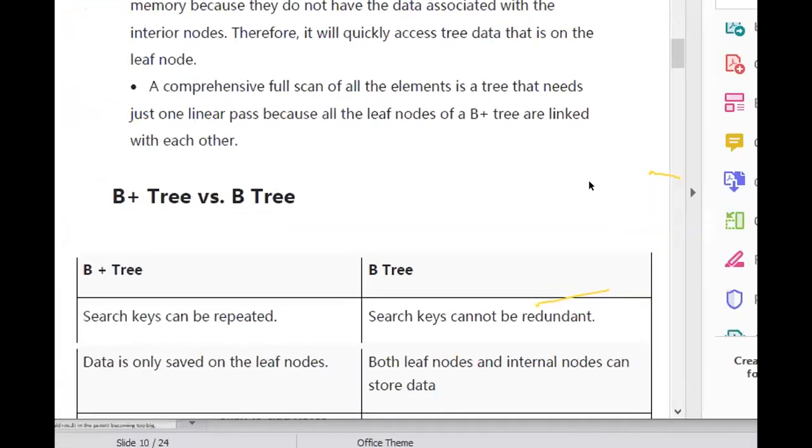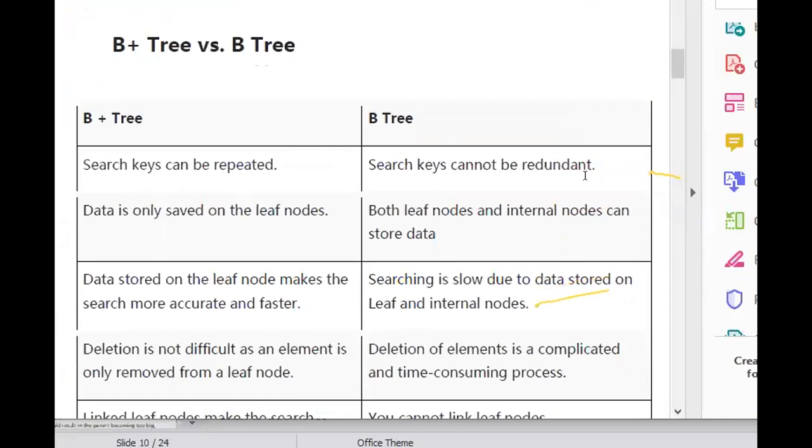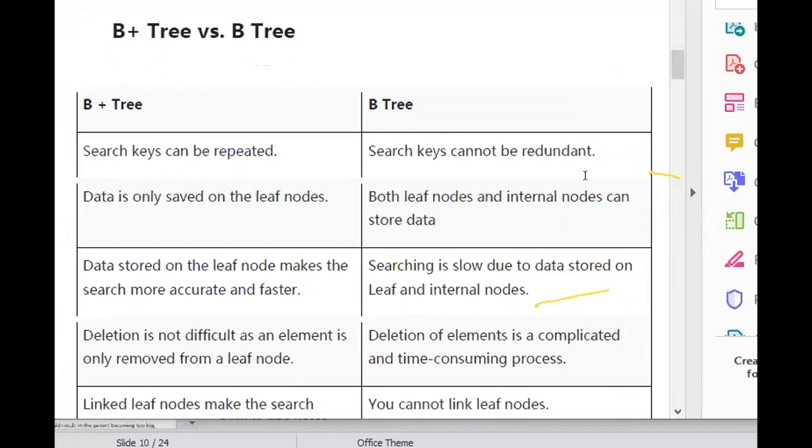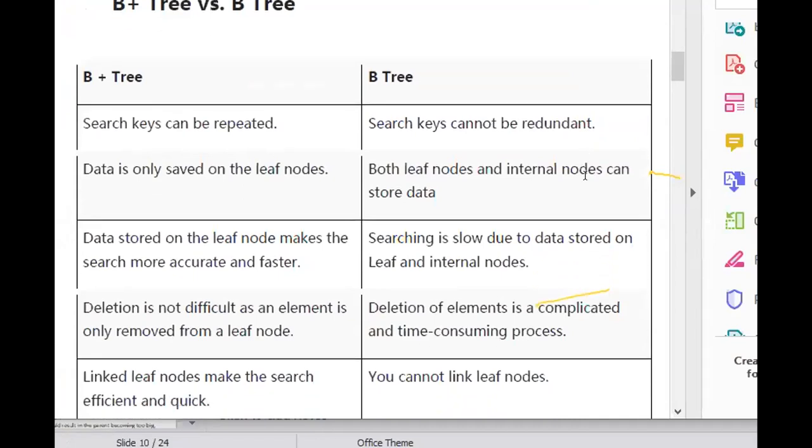Now there are some differences between B tree and B plus tree, and I have tabulated them into a table. On the left hand side B plus tree, and on the right side B tree. So the differences are, in B plus tree search keys can be repeated. In B tree search keys cannot be redundant, meaning they can't be repeated. In B plus tree data is only saved on leaf nodes, whereas in B tree it is saved on leaf nodes, and internal nodes also store data.